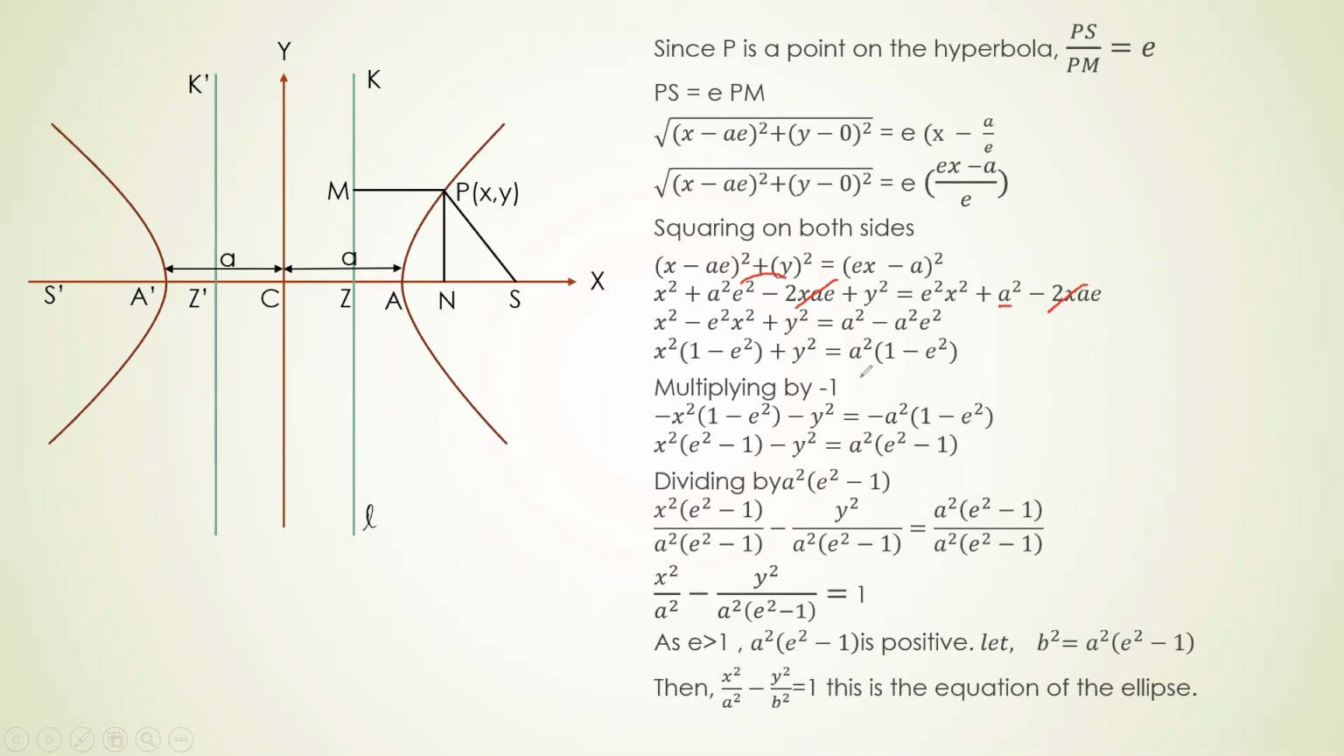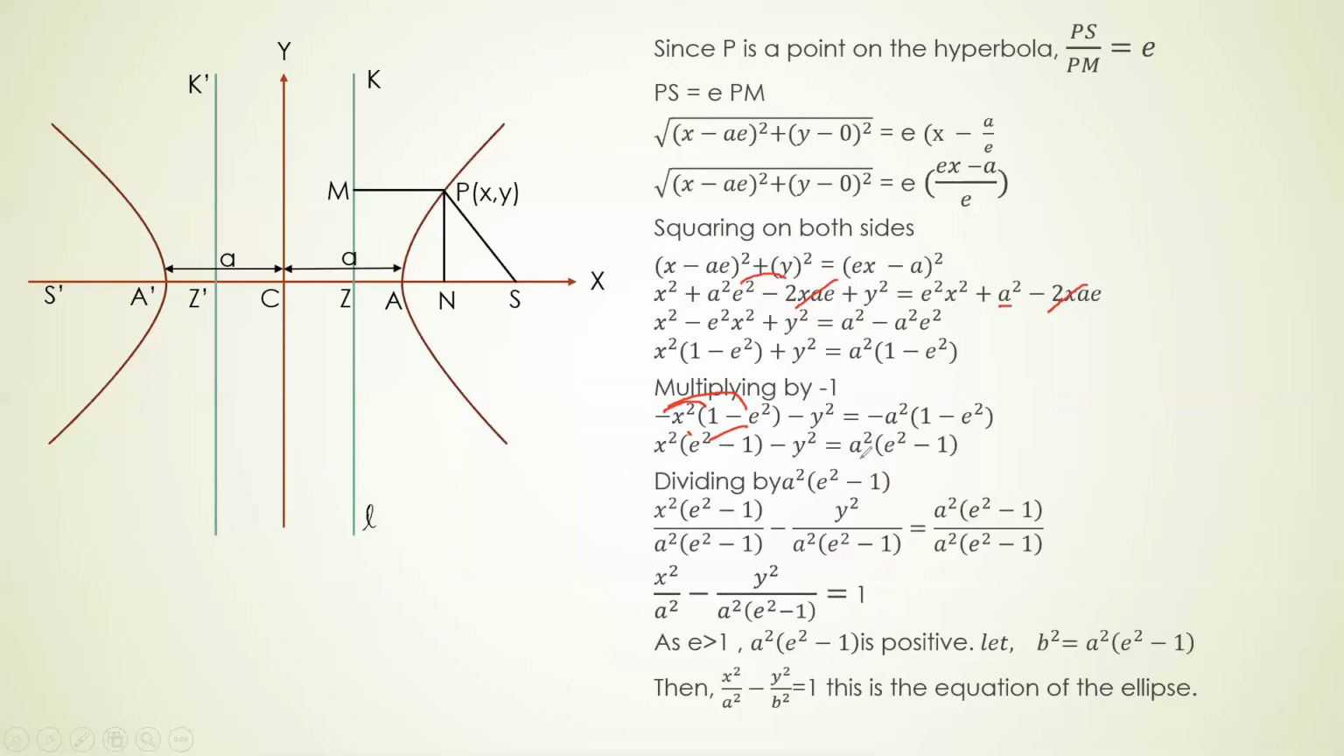Multiplying the total equation by minus 1, we will get minus x square (1 minus e square) minus y square. Here this will be minus, and here also it will be minus. Now if we take minus inside, this will become minus and this will become plus. So it can be written as e square minus 1, because I have written the positive first, then minus 1. Similarly here also, when we take minus inside, it will become e square minus 1.